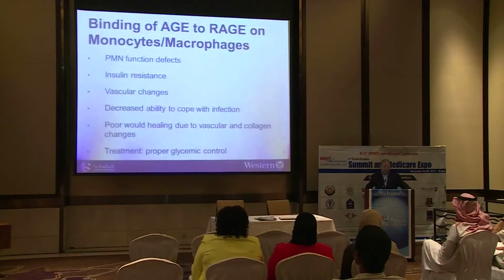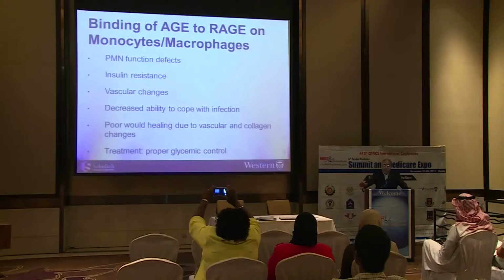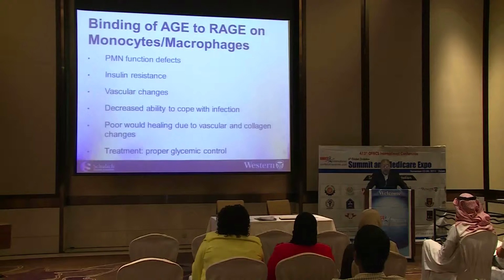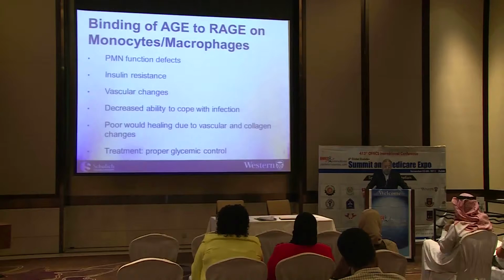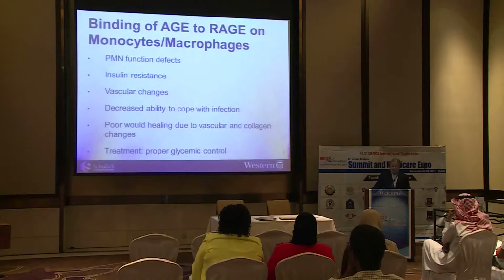And when this glycated hemoglobin, which is also called advanced glycated end product, binds to receptors of this AGE on monocytes and macrophages, these are some of the effects which happen: PMN function defects, insulin resistance, vascular changes, decreased ability to cope with an infection, poor wound healing due to vascular and collagen changes. And treatment is proper glycemic control.